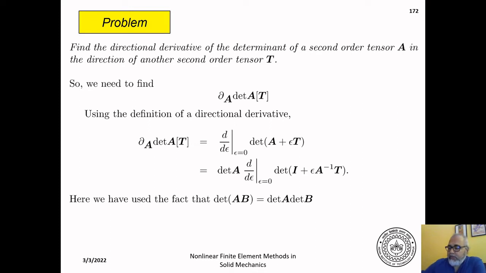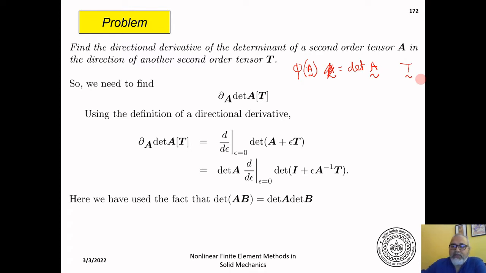Let us start with a scalar function of a second order tensor A. So a scalar function, let's say phi, of A, and let phi be defined as determinant of A, which is a scalar. So phi(A) is determinant of A, and now we want to find the directional derivative of this quantity, determinant of A, in the direction of another second order tensor T.